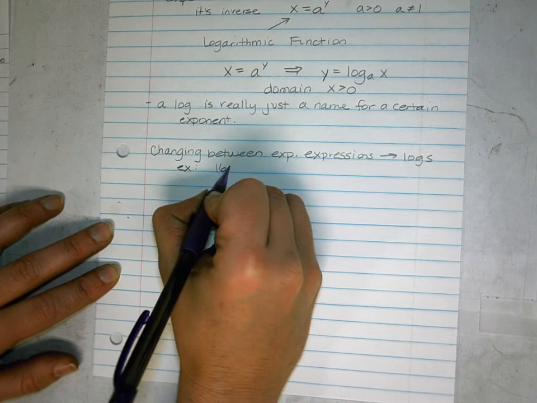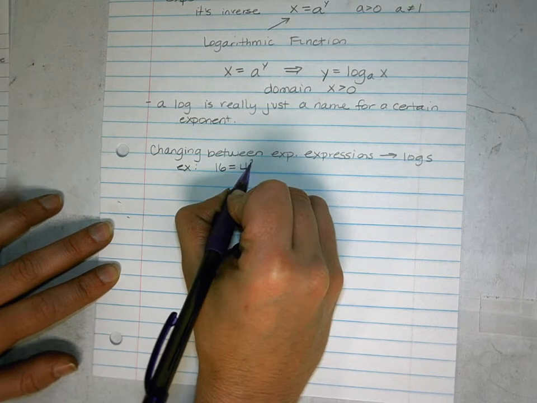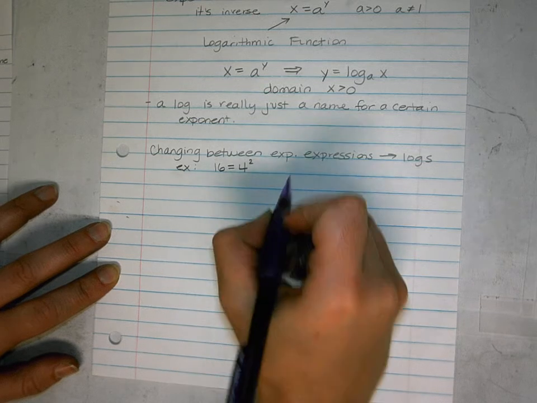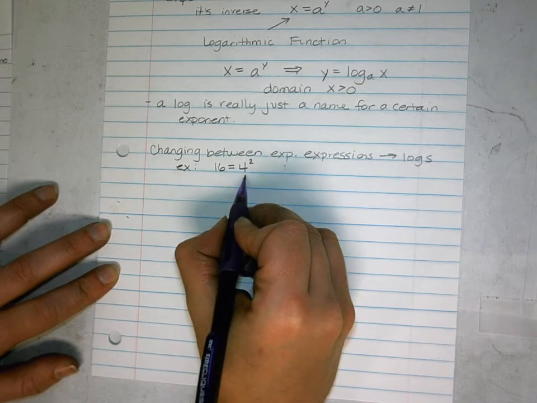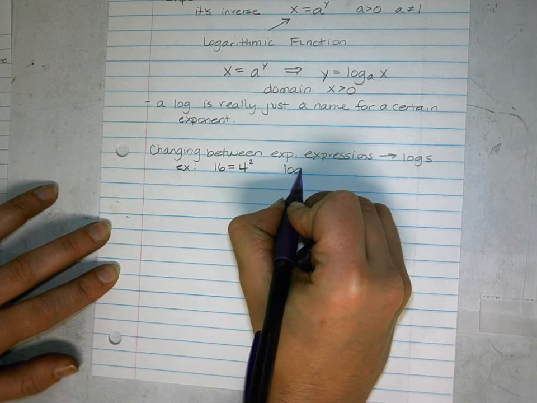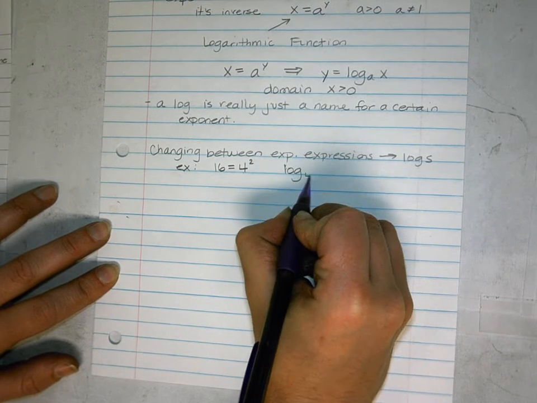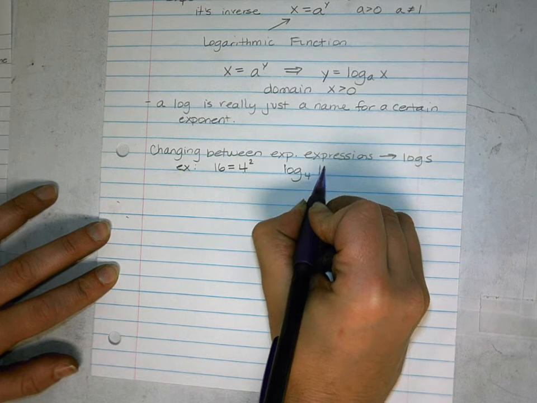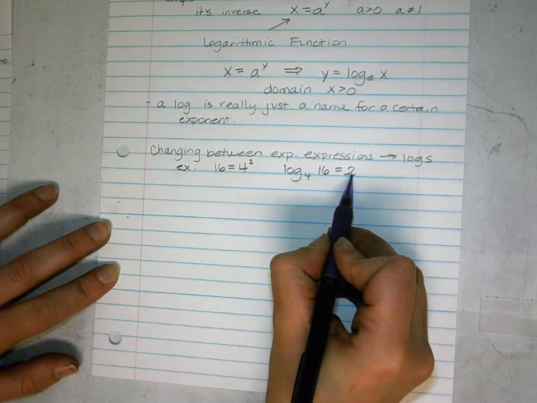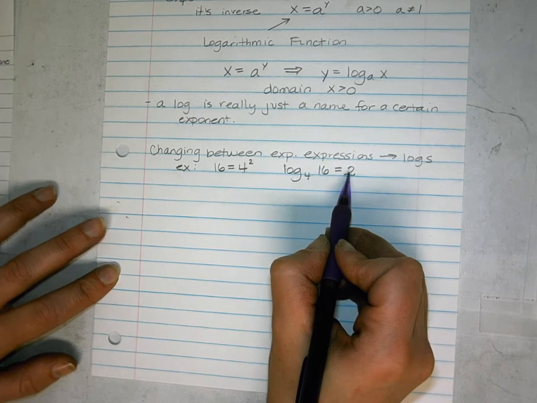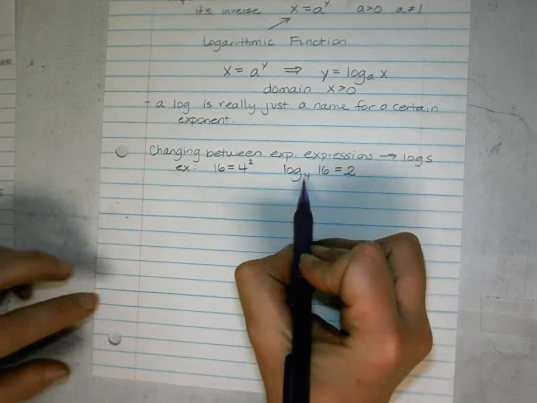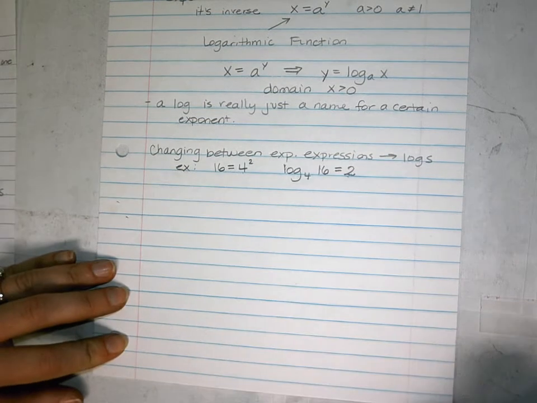If you have 16 equals 4 squared, right? 4 squared equals 16. Another way you can write that in log, this is in exponential form, 4 to the second power equals 16. The way you write that in logs is log base 4 of 16 equals 2. What a log really equals, a log is an exponent. 4 to the second power is 16.